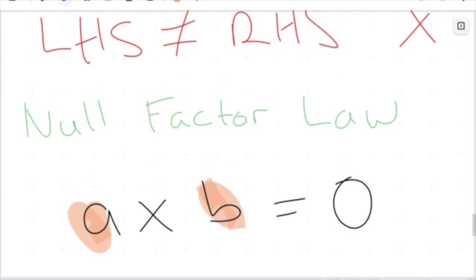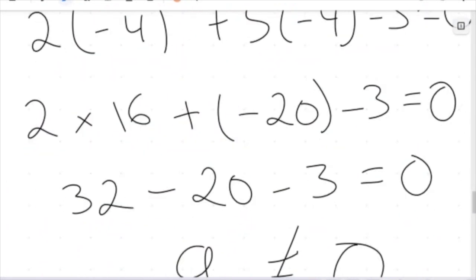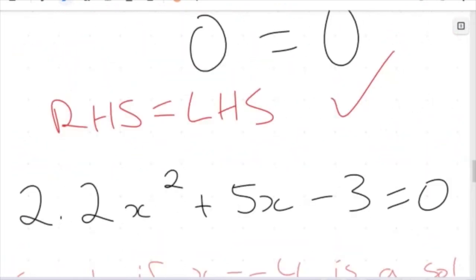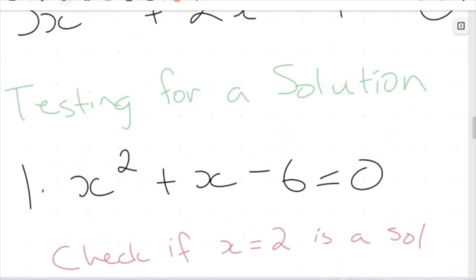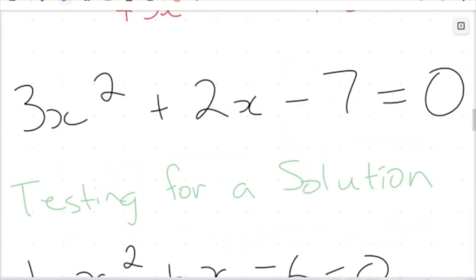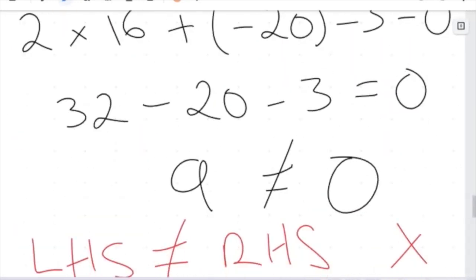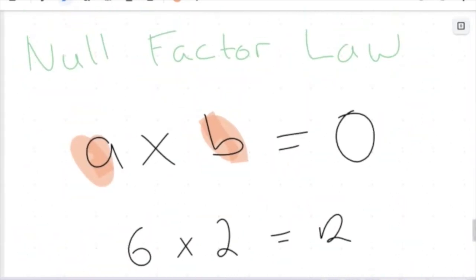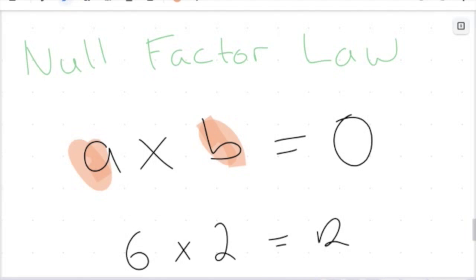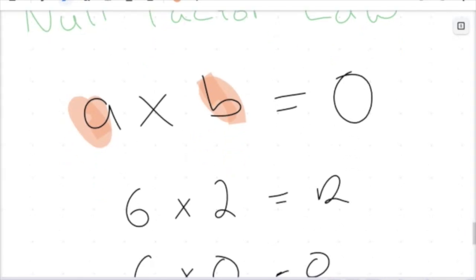Now think about all of my quadratic equations in standard form. They all equal 0 on the right-hand side. That's what standard form is. So in order to say that a solution is 0, either A or B, or both A and B, have to be 0.